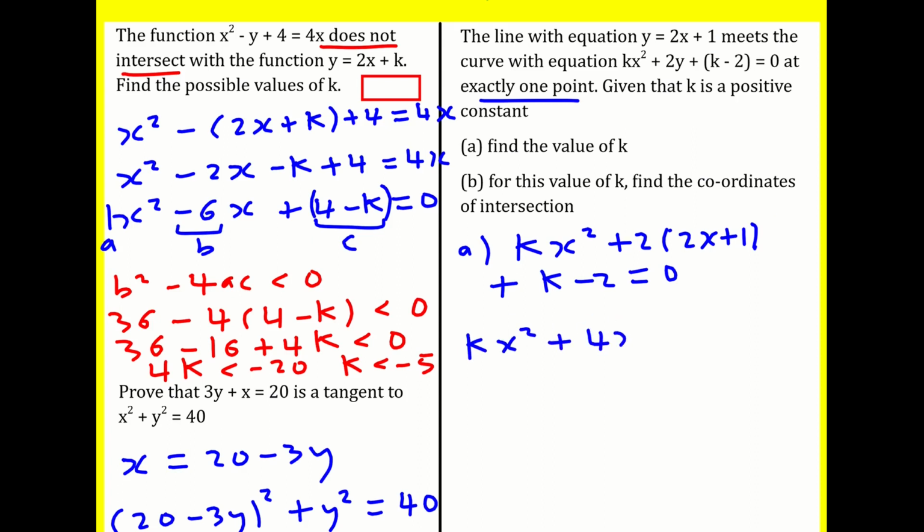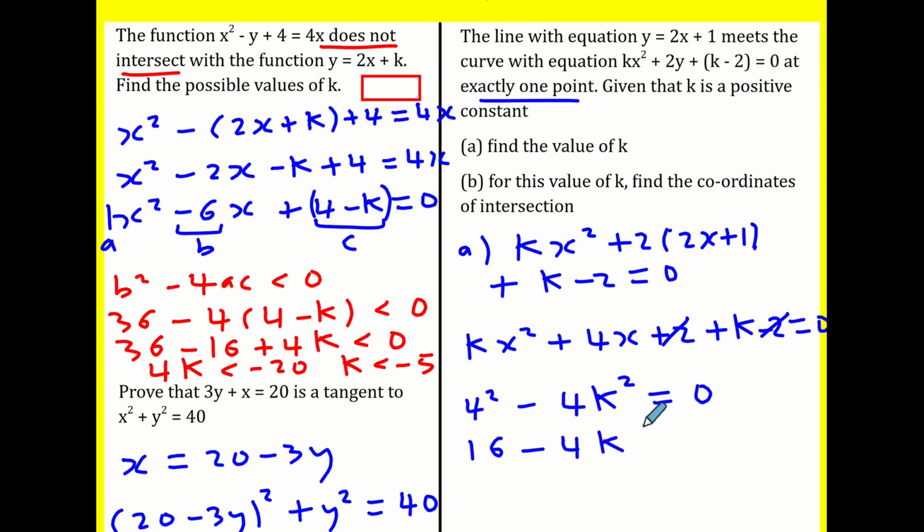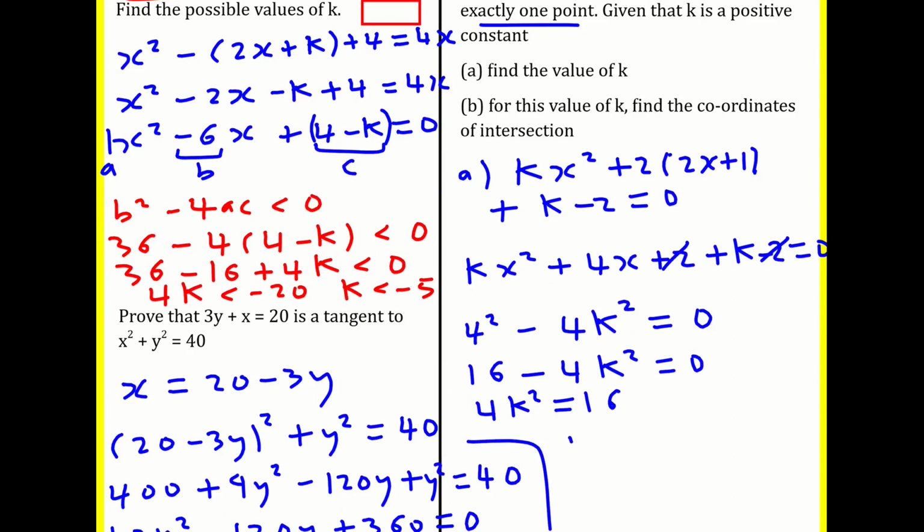kx squared plus 4x plus 2 plus k minus 2 equals 0. This is good. These are going to cancel. So I've got my a, my b, and my c. So 4 squared minus 4 times k times k, 4k squared, is going to equal 0. So 16 minus 4k squared equals 0. 4k squared equals 16. k squared equals 4.